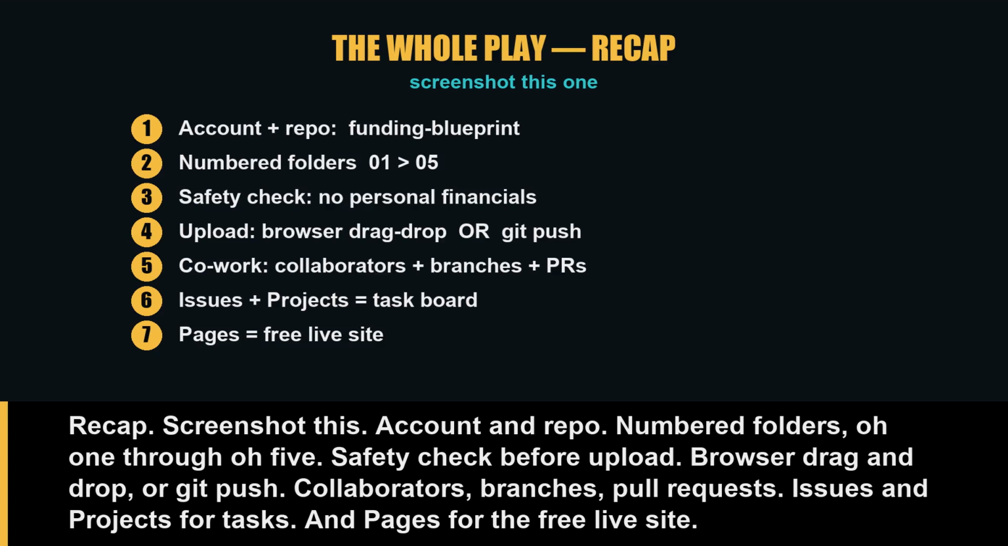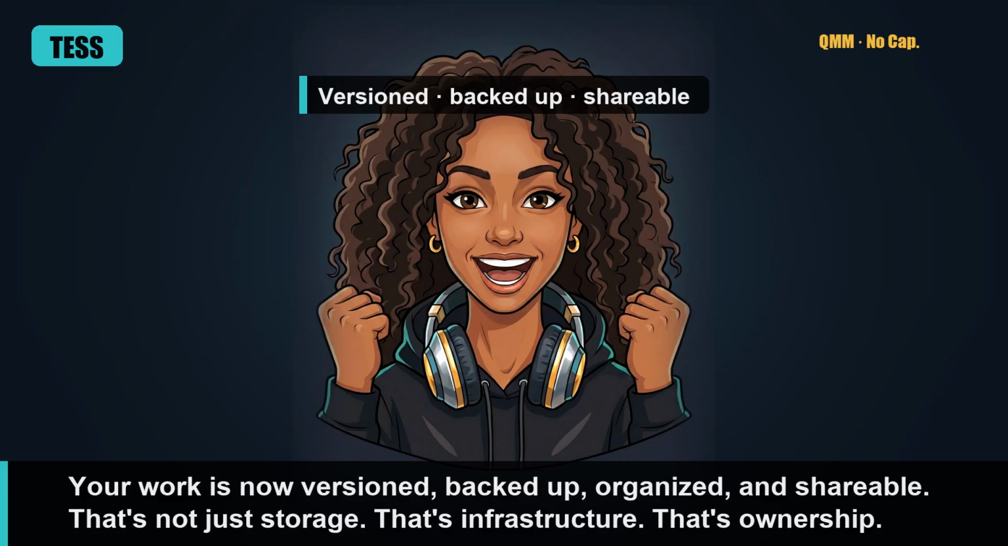Recap: screenshot this. Account and repo. Numbered folders 01 through 05, safety check before upload, browser drag and drop or git push, collaborators, branches, pull requests, issues and projects for tasks, and pages for the free live site. Your work is now versioned, backed up, organized, and shareable. That's not just storage, that's infrastructure, that's ownership.